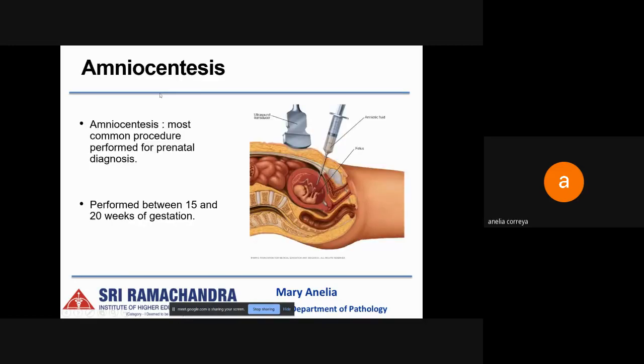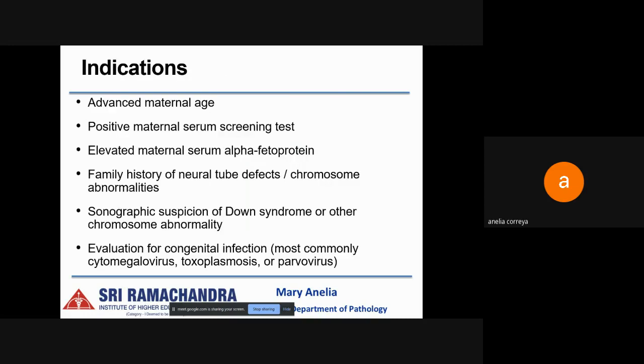So first is amniocentesis. Amniocentesis is the most common procedure which is performed for prenatal diagnosis, and it is generally done between 15 to 20 weeks of gestation. So the main indications are advanced maternal age, positive maternal serum screening test, elevated AFP levels, family history of neural tube defects and chromosome abnormalities, ultrasound suspicion of Down syndrome or chromosome abnormalities, and for any congenital infections.